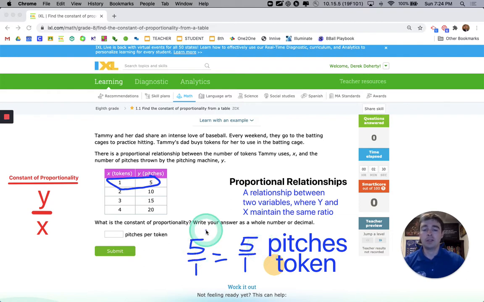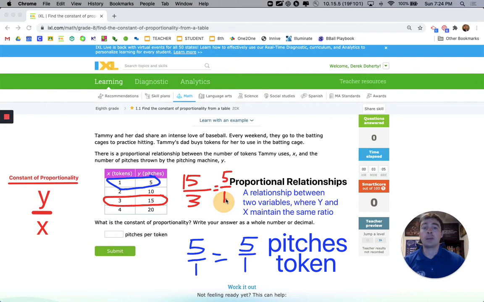Now if we had tried a different point, let's go ahead and switch color. Maybe we'll look at the third row. And in this third row here, we see at 3 tokens, she has a total of 15 pitches. And because this is a proportional relationship, any data point I pick from this table, 15 divided by 3, that's going to give me the same ratio of 5 over 1. 15 divided by 3, when I simplify that fraction, that simplifies to 5 pitches for every 1 token.